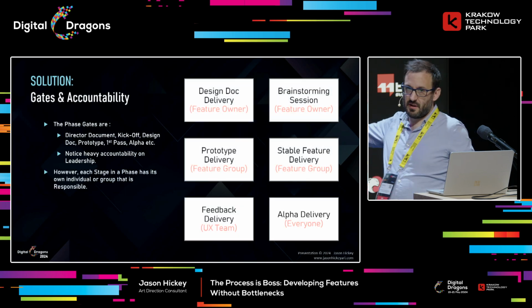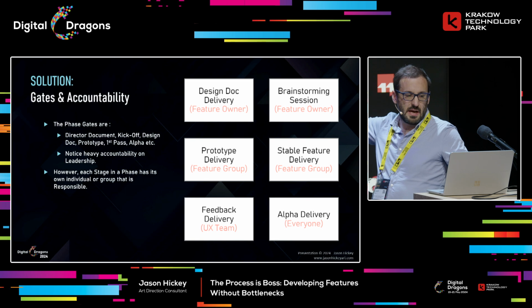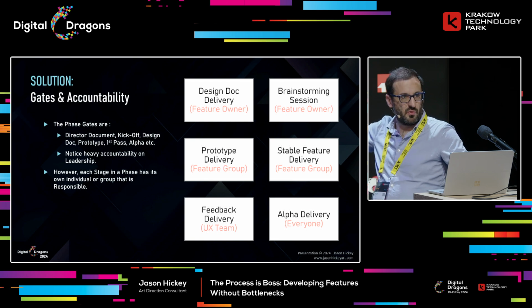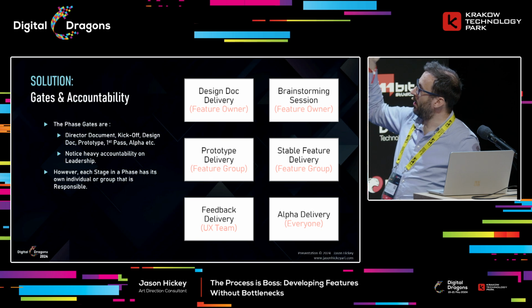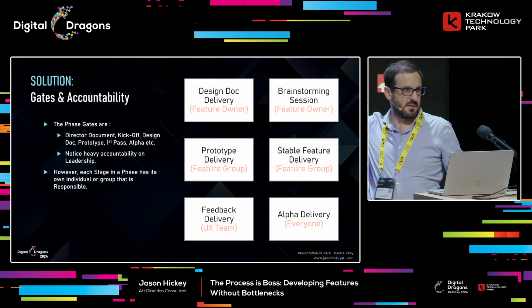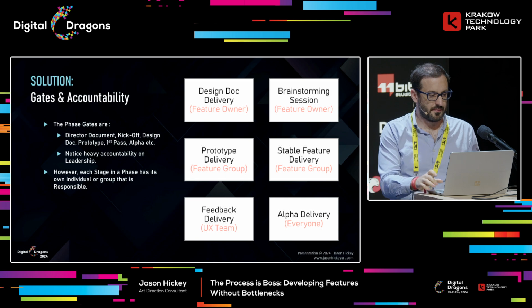But in order to deliver those, you're going to have stages, right? You're going to have a design delivery, you're going to have a feedback delivery, and they'll be owned. The responsible people who do the work will be feature group or UX team. You can call it a strike team, whatever. Doesn't really matter the language. You get the idea.